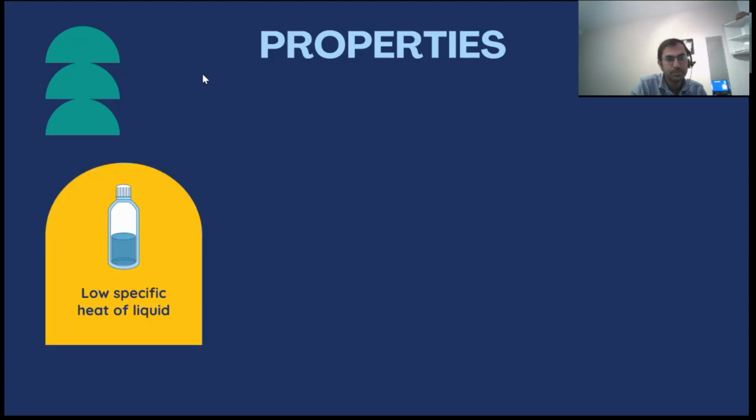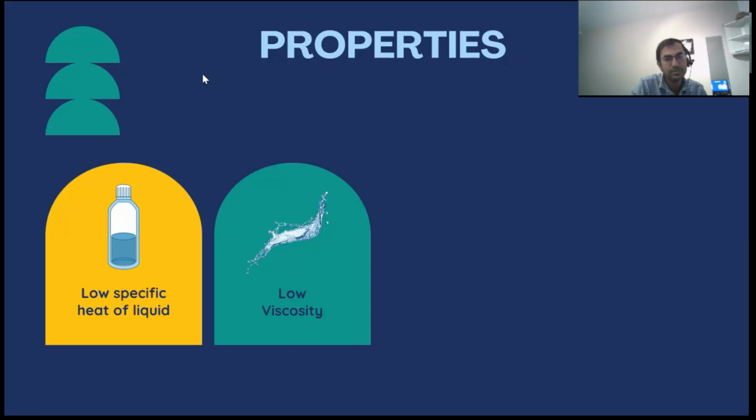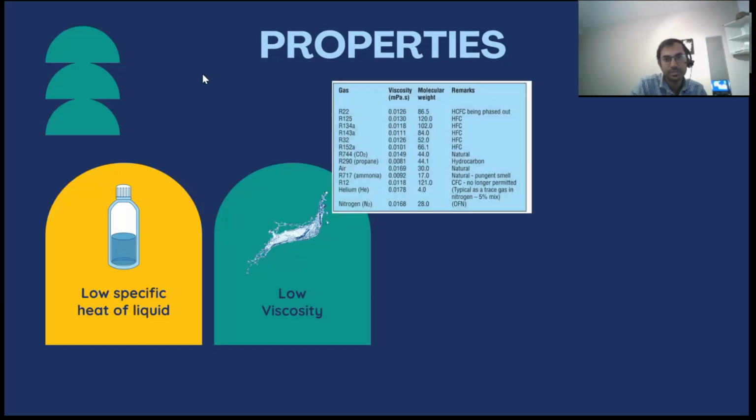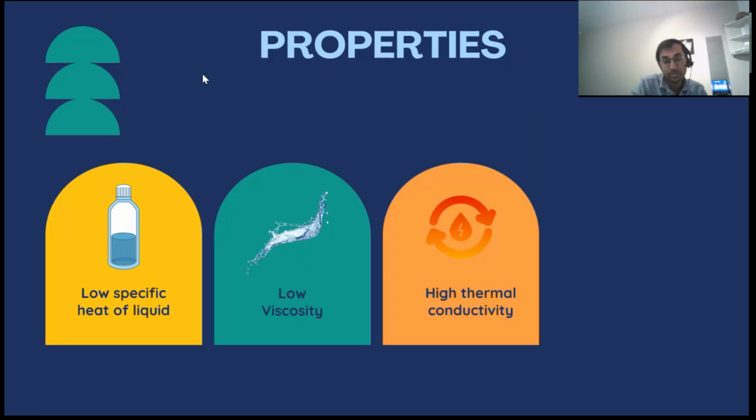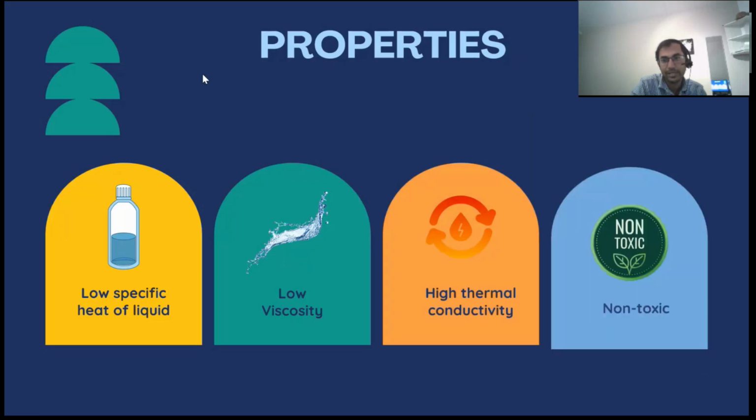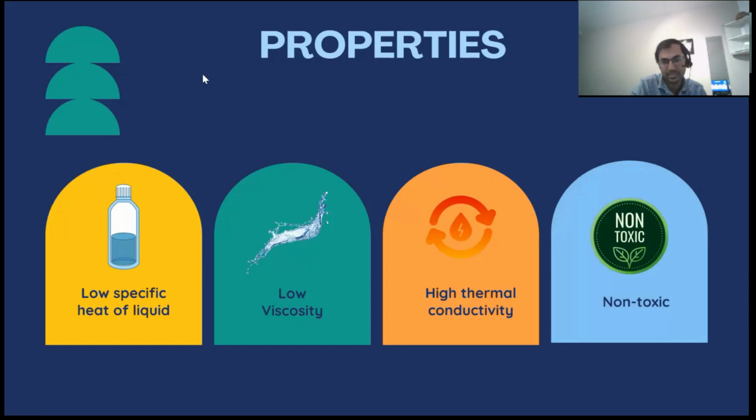Now, low specific heat of liquid, and low viscosity, so it will flow without much friction. If you see the viscosity, all the data is tabulated here for information. You don't need to keep it in mind, it is just for information. High thermal conductivity is essential for heat transfer, and non-toxic. That is from the environment point of view, it is non-negotiable.